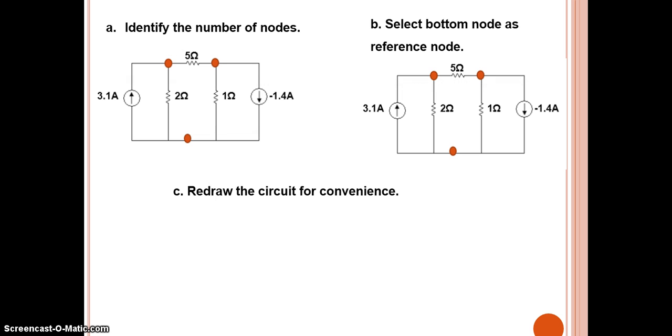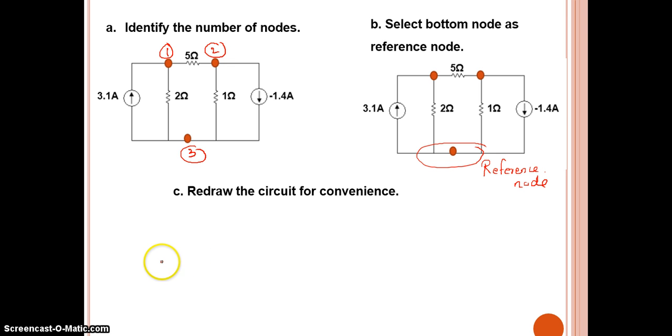So going to our first step, identify the number of nodes. Now we have identified the nodes as node number 1, 2 and 3. Now go to the second step. Second step is to take the bottom node as the reference node. So this is the bottom node or the ground node. Take it as the reference node. So this is the reference node. Now the third step, redraw the circuit for convenience.